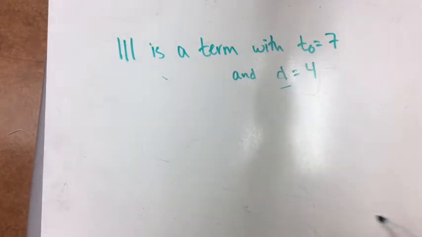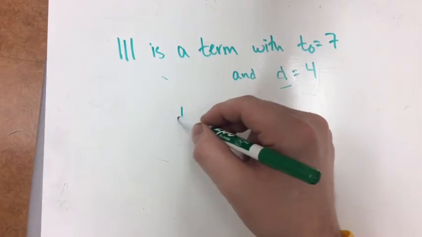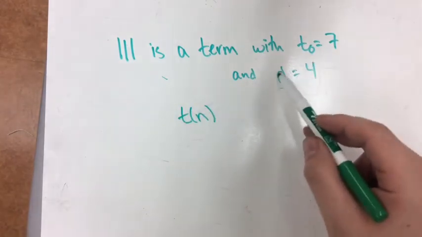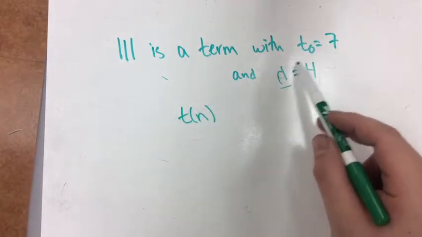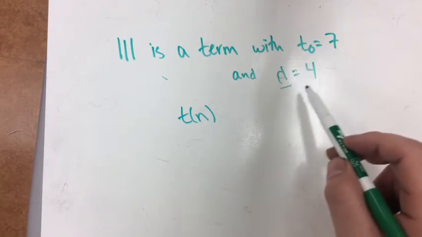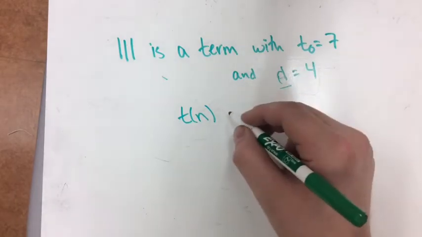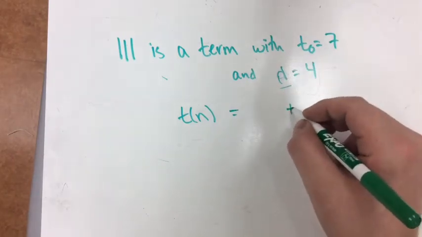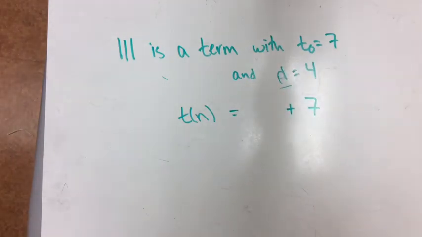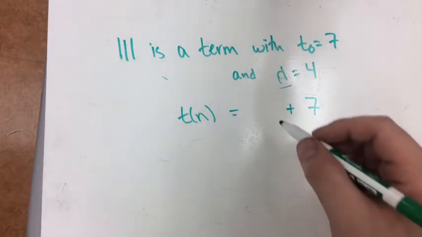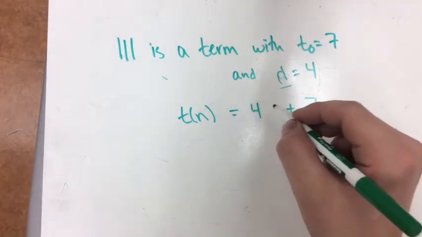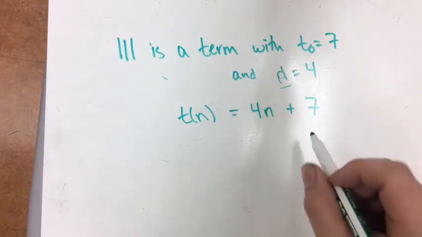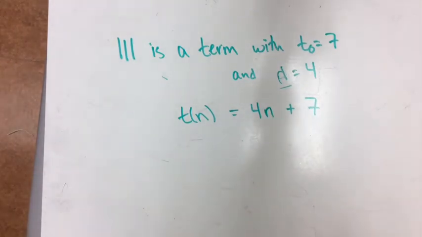What we have to do is we have to use our equation, okay? We know this is arithmetic because it's talking about a difference or a difference generator. So this is plus or minus this number. So we can start to build things up. We know t of 0 is 7. So that's our y-intercept, or our initial value. And we know that our slope is 4, or our difference generator. So we're looking at some type of equation like this.